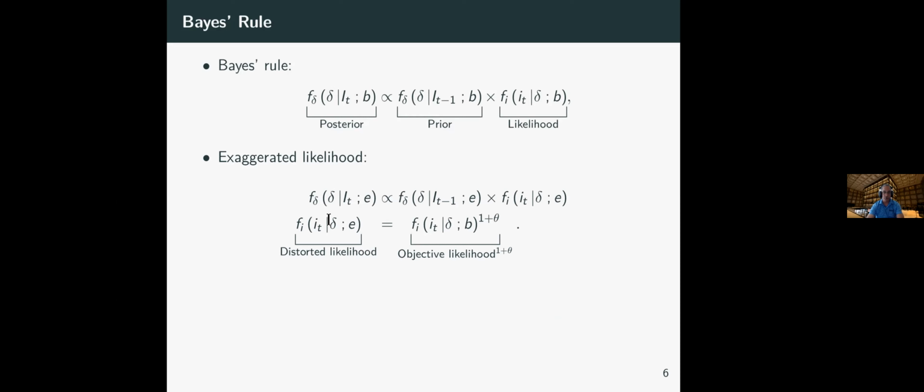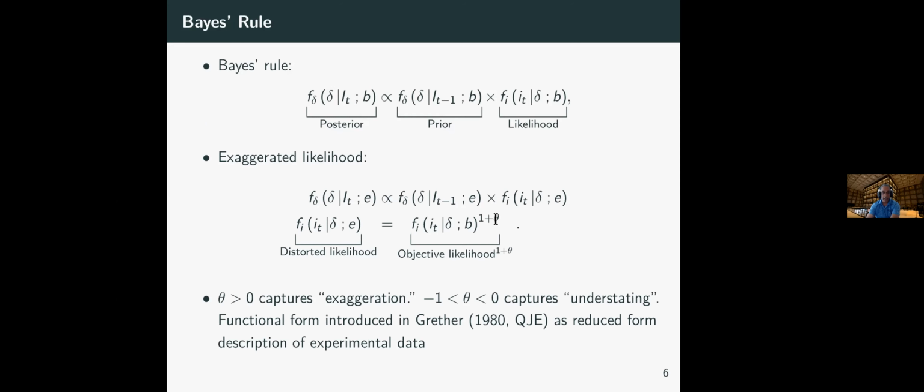The agent uses the distorted likelihood, which is equal to the true likelihood raised to the power 1 plus theta. And I'm going to think of theta being a positive number. So theta bigger than 0 is going to capture exaggeration or overreaction. And theta between -1 and 0 is going to capture conservatism or understating.